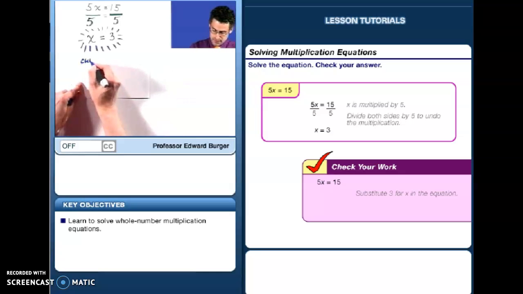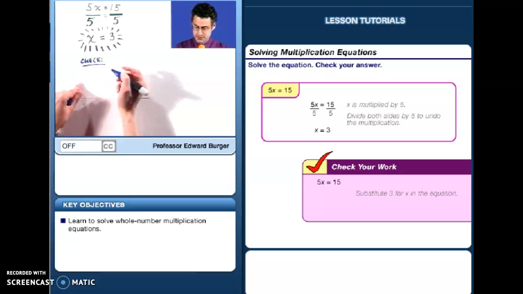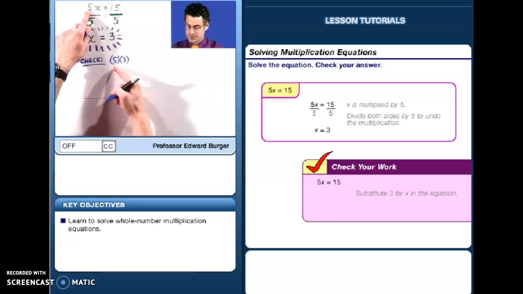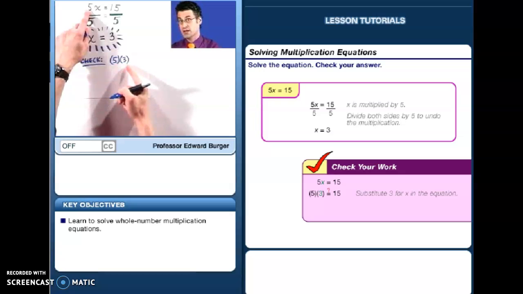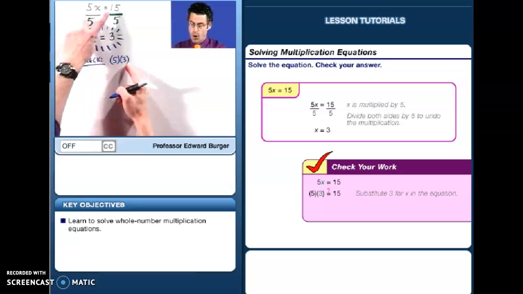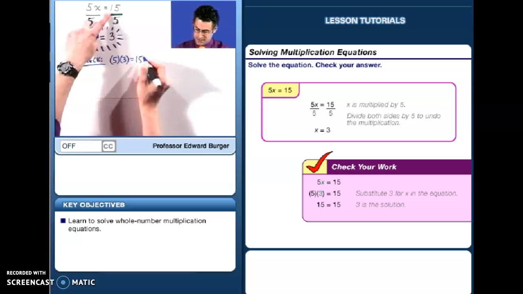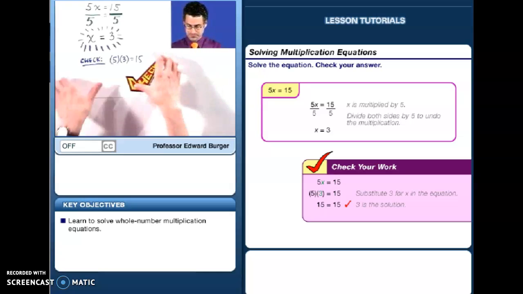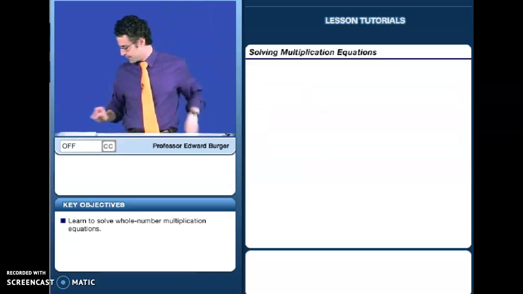So if we check, it's sort of cool. You can always check and see if your answer's right. We plug in 5, and I'm going to use the parentheses method to indicate the 5 times 3. 5 times 3, I'm hoping it's 15, but look, it is 15. So, ching, this checks. We got the right answer. Great. Let's try another one.